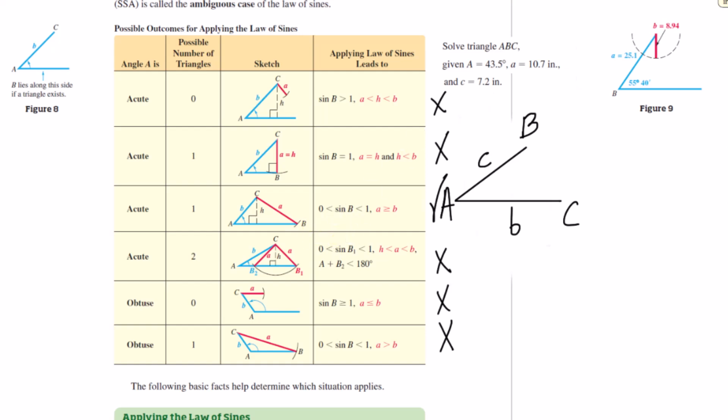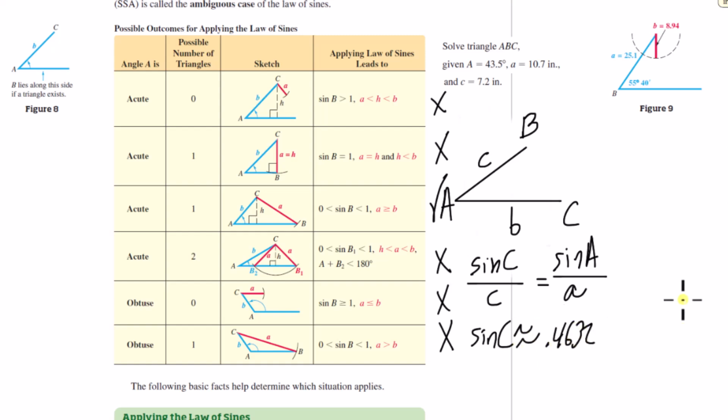Okay, so we can go ahead and do that real quick. So b is, they're talking about c. So we do sine of c over c, and then we know sine of a, and we're given a as well. So we're given c, we're given angle a, we're given side length a, so we can solve for sine of c. And if you did the calculation, sine of c is approximately 0.4632. And there you go. It's between 0 and 1, so we're good.